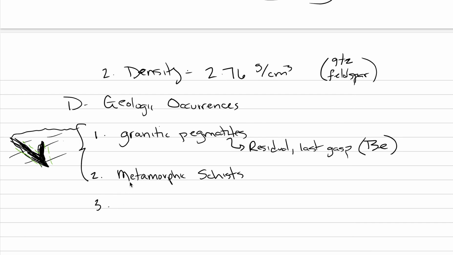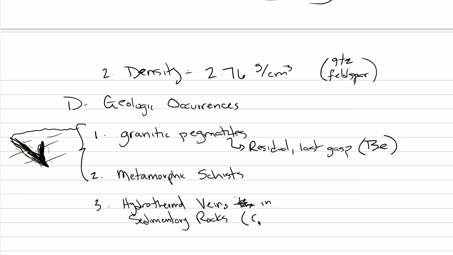Our third environment for beryl is in hydrothermal veins in, let's say, sedimentary rocks. This is how the famous emeralds of Colombia form, where beryllium gets enriched in the fluid, allowing us to crystallize this beryllium mineral.